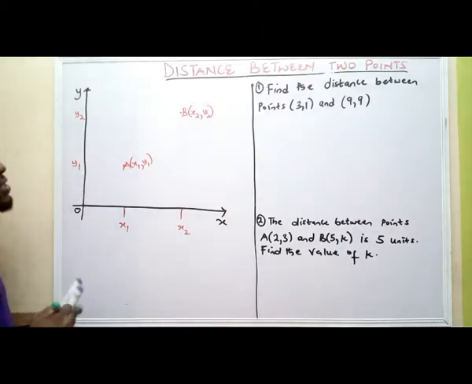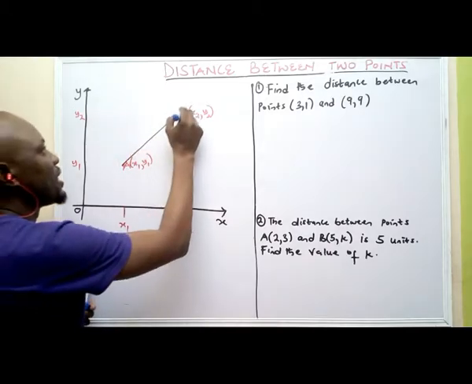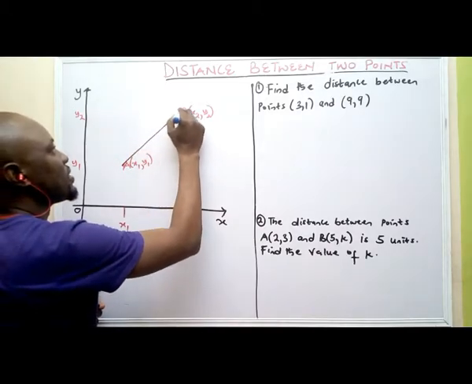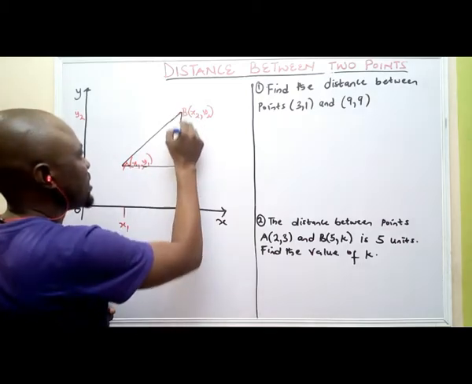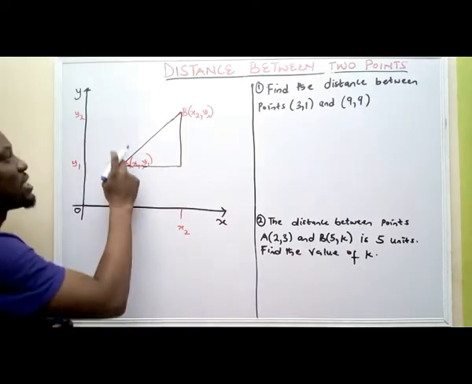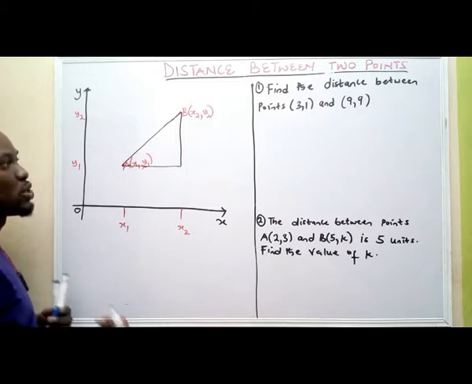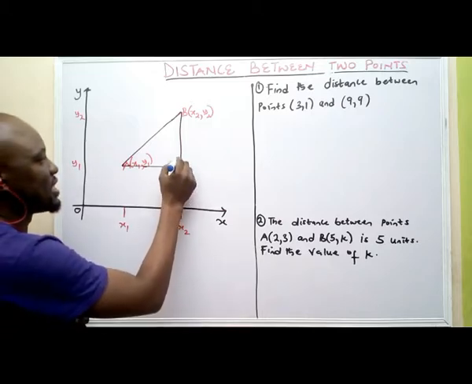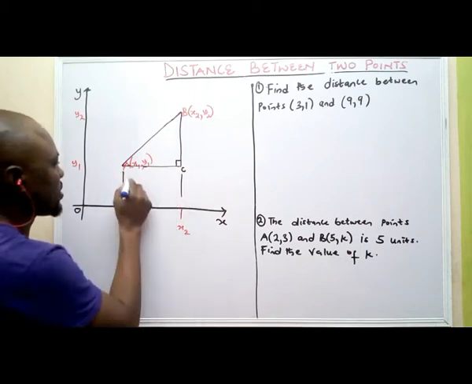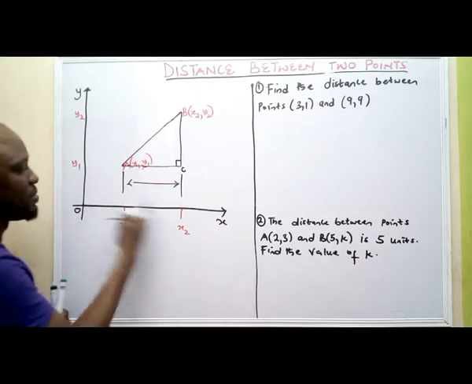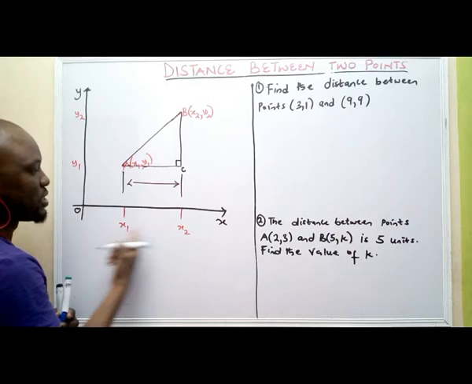Now if I join the point between A and B, I'm going to have a distance between A and B, the distance AB. So I want to find the length of AB, which is the distance between 2 points. Let me take this as C, and this is a right angle triangle. Now I want to find the distance between these 2 points.